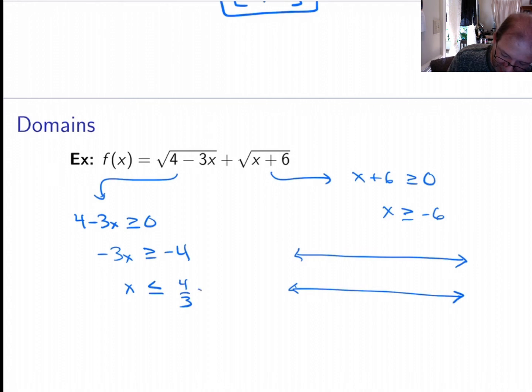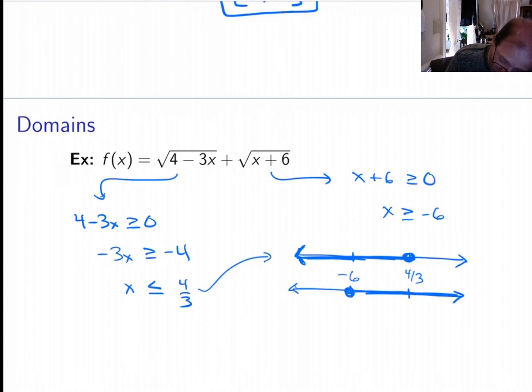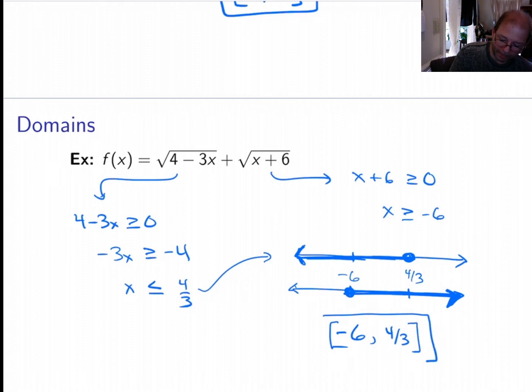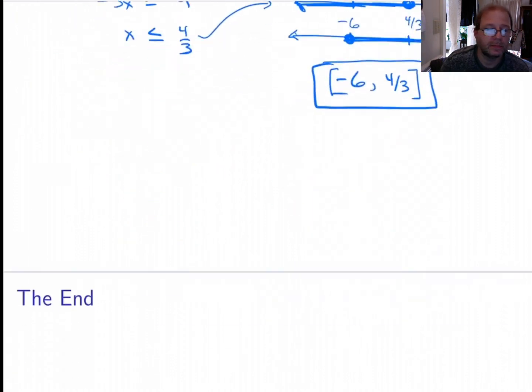So this right here, x is less than or equal to 4/3. Let's put 4/3 and negative 6 on both of these. So if x is less than or equal to 4/3, that's going to be here or back. And x is greater than or equal to negative 6, that's going to be here forward. The only stuff that's common to both of those is the stuff from negative 6 up to 4/3. And so that's our domain. And that's the end.